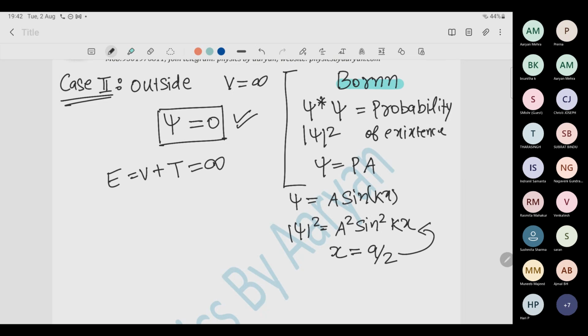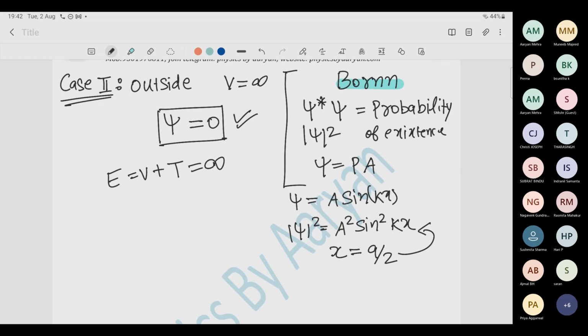Tell me, yes or no? Can any particle have infinite energy in this universe? No, sir, because it can't. Definitely. And if a particle can't have infinite energy, and our phi represents the probability of our particle to be there, then our particle can't be there outside. So if the particle can't be outside, then phi must be 0 outside.